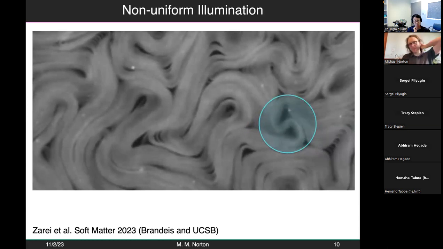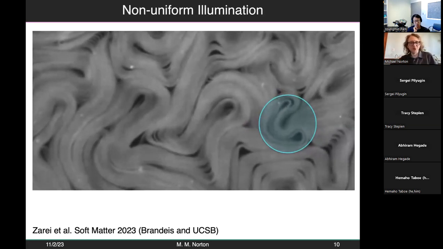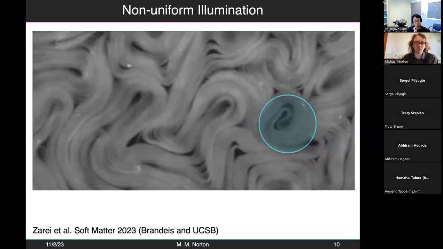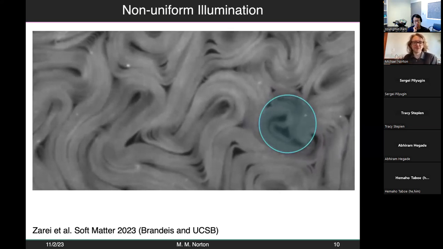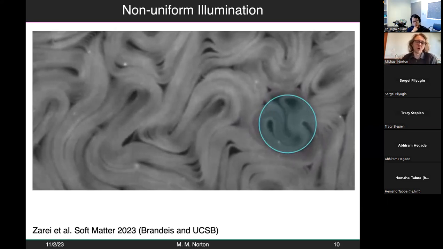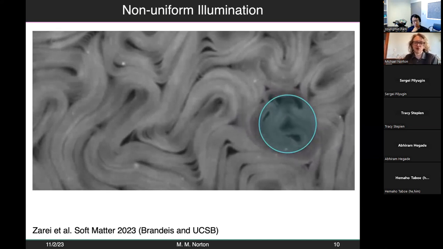It's very cool to apply uniform illumination, but really what we're after is that spatial temporal control over the system. And so here's that same physical system with the light only being applied to this small circular domain.